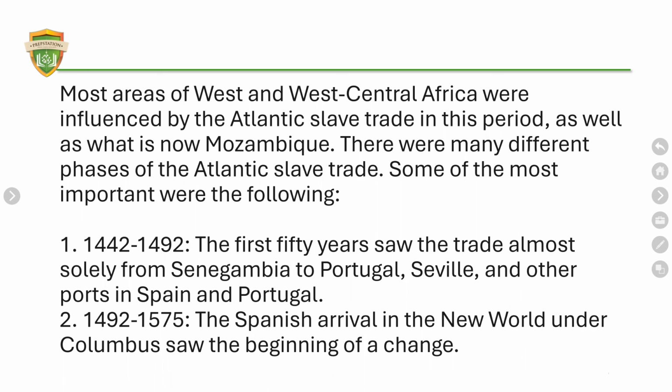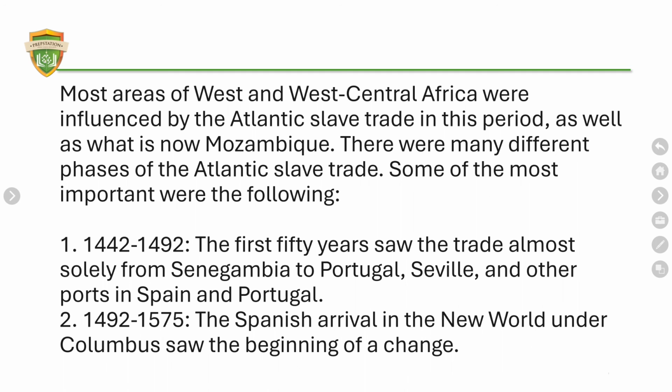Influenced by the Atlantic slave trade in this period, as well as what is now Mozambique, there were many different phases of the Atlantic slave trade. Some of the most important dates were the following. Take note. 1442 to 1492, that is roughly 50 years. It says the first 50 years saw the trade almost solely from Senegambia to Portugal, Seville, and other ports in Spain and Portugal.